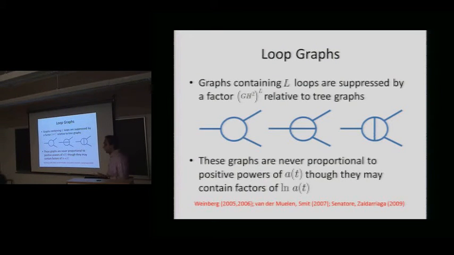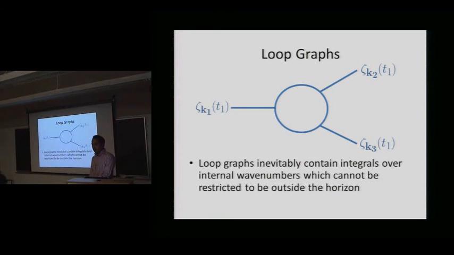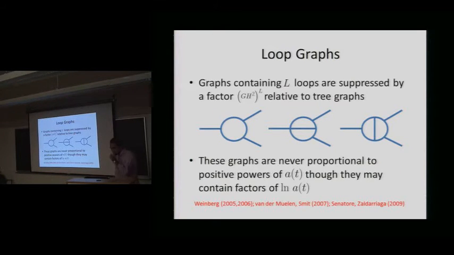So what I should emphasize here is that we can't rely on the fact that the solution is adiabatic, because this graph receives contributions from internal wave numbers which are not outside the horizon, at which point the variables are not constant, even in the adiabatic solution. All right.